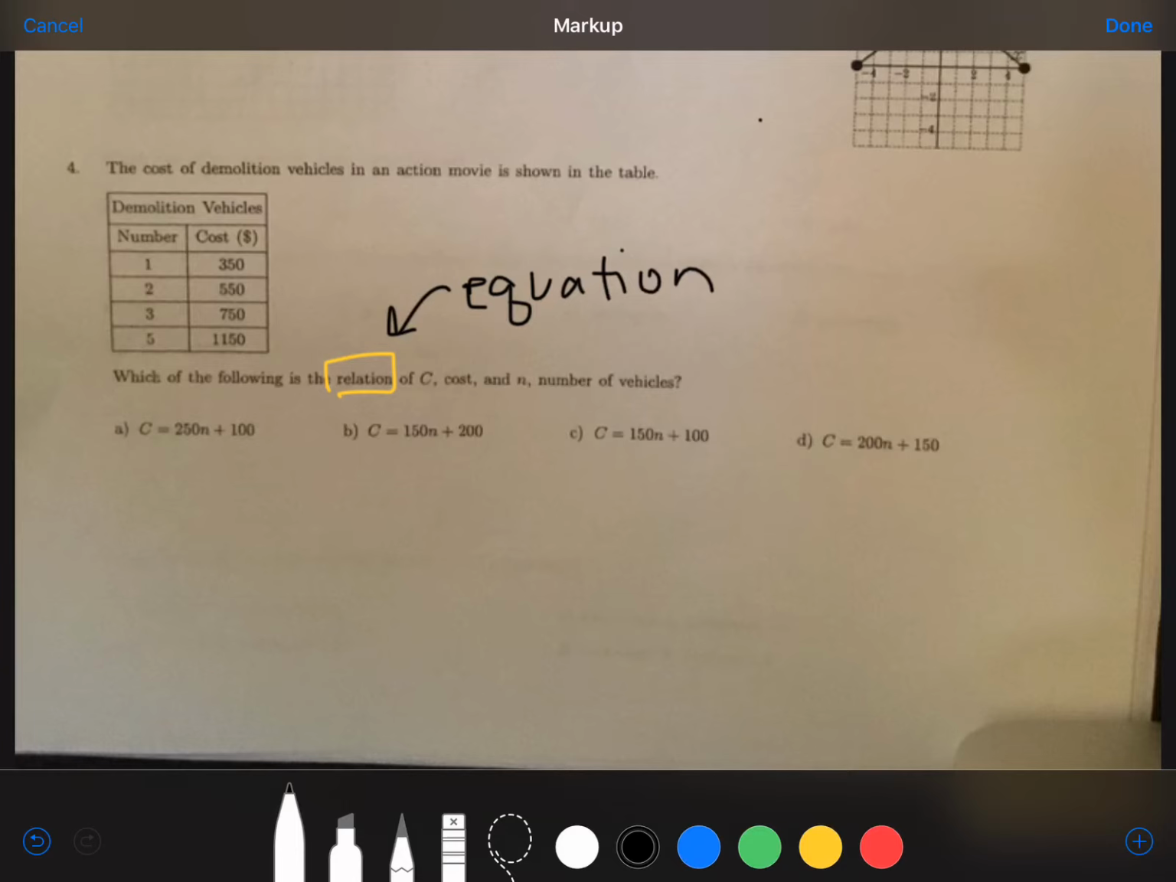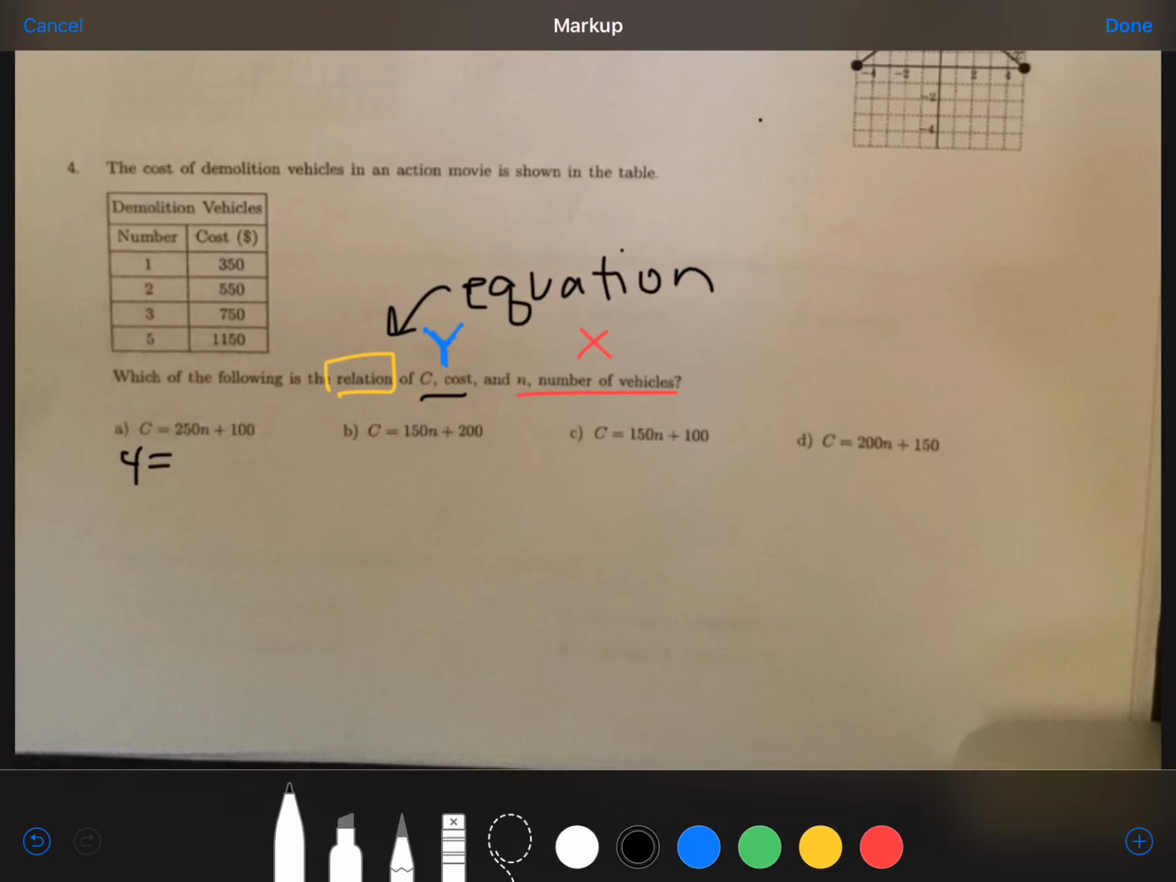Now, one thing we have to think about is when we write our equations, we usually don't use variables like C and N. We usually use variables X and Y. On this problem, cost is going to be represented by Y because our cost depends on, the Y depends on, and our number of vehicles is going to be X. That's our X value. So on all of these equations, we're going to rewrite each of those equations with X and Y.